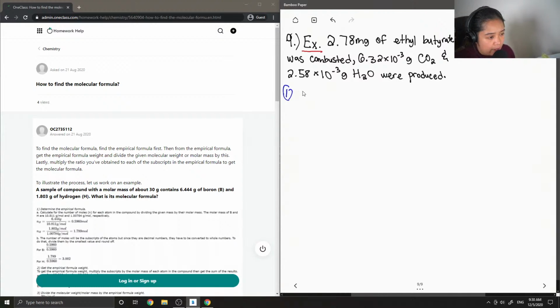So we know the mass is 6.32 times 10 to the negative 3 grams. And then we are going to find the number of moles of CO2 by dividing this mass by the molar mass of CO2, which is 44 grams per mole. Okay, so this gives us our moles, which is 1.44 times 10 to the negative 4 moles.